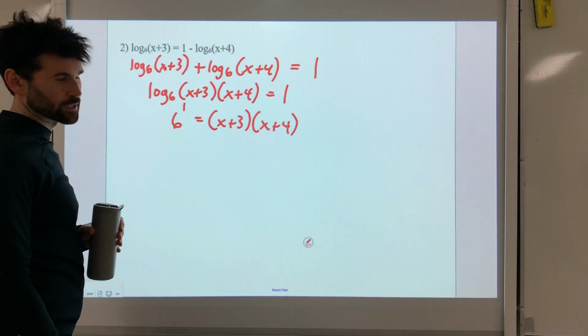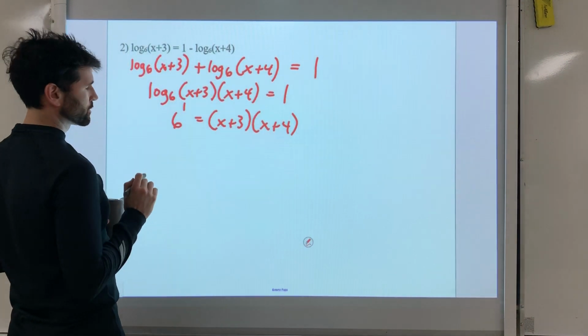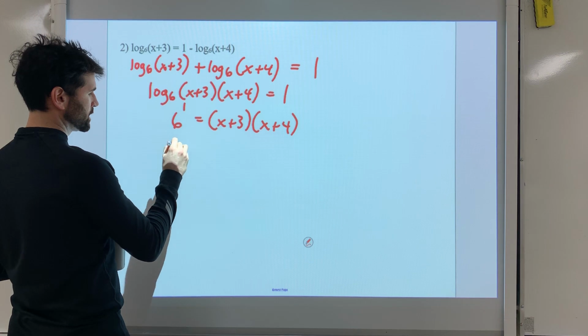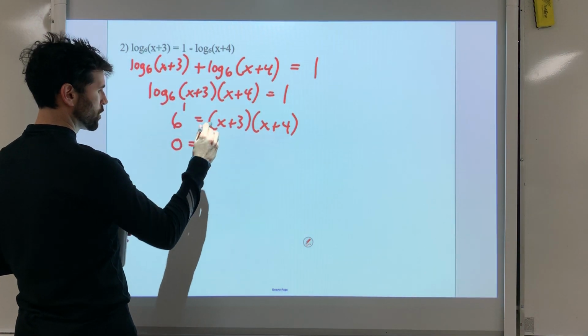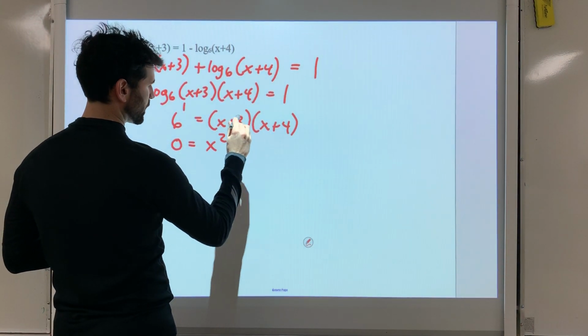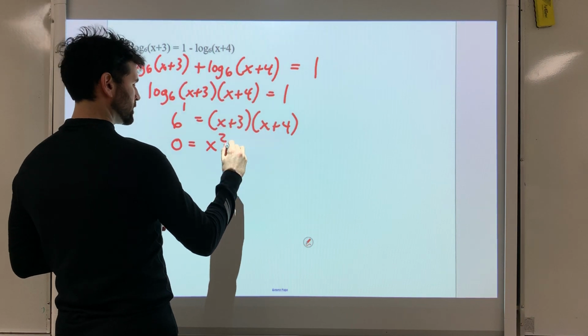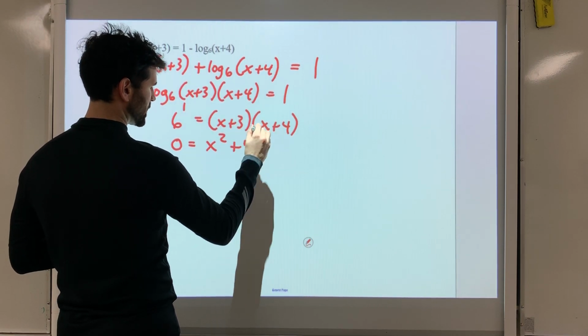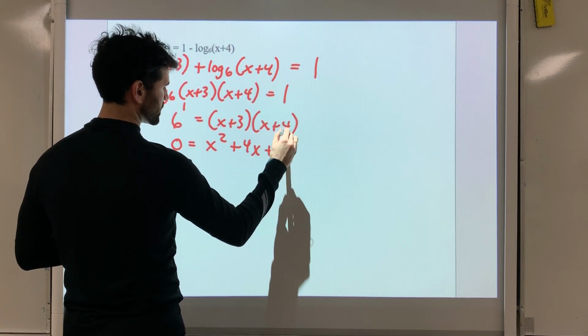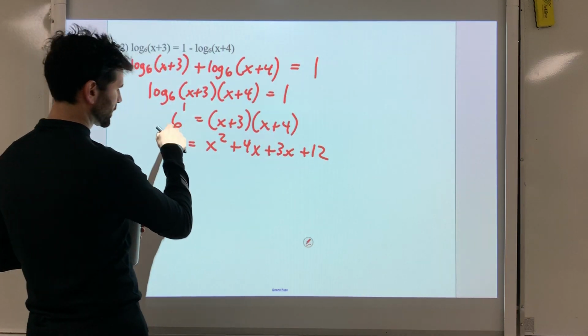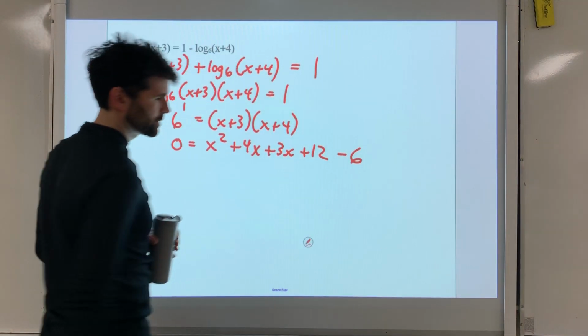Now, to solve this, I'm going to have to FOIL this out and move the 6 over to the other side. So 6 of the 1 is 6. So I'm going to subtract 6 from both sides. Over here, I'm going to get x squared plus 4x, and then I guess I'll write it out. 3 times x gives me 3x, and then 3 times 4 gives me 12. And don't forget, I subtracted 6 from both sides, so I better do that.